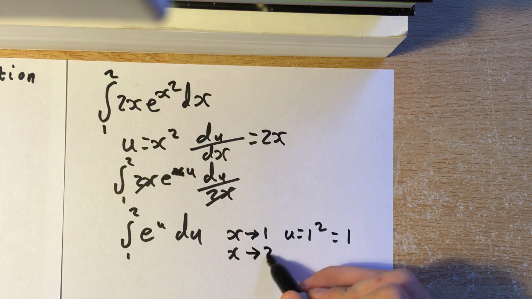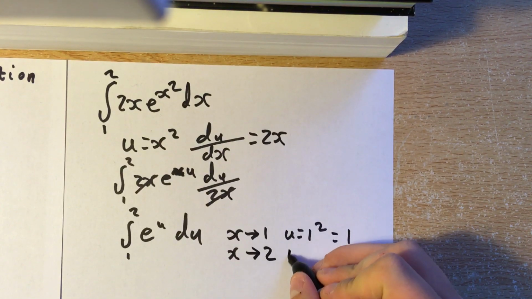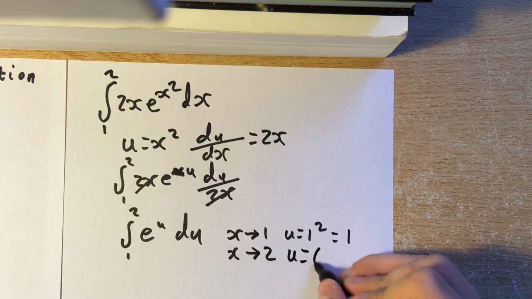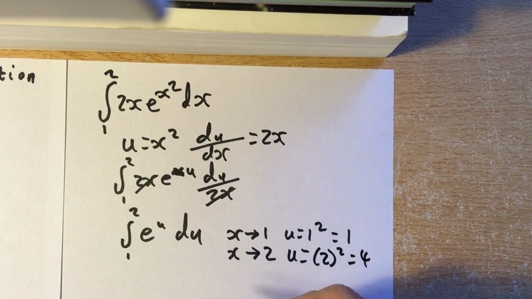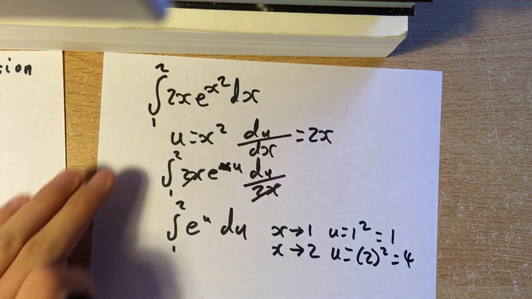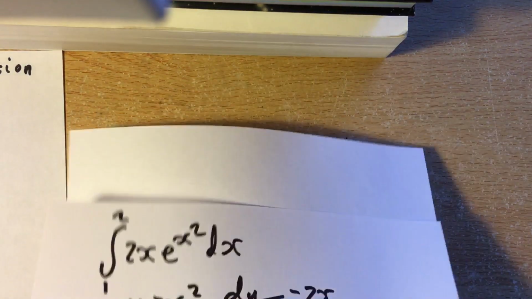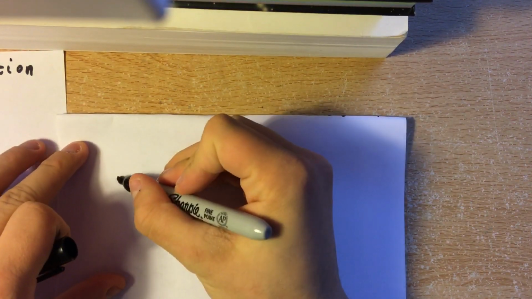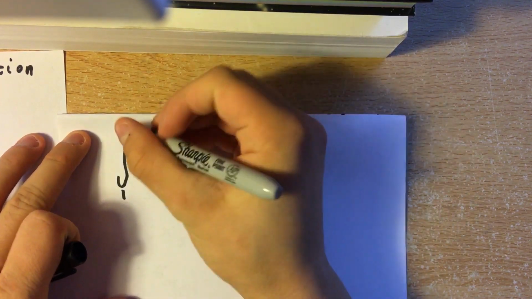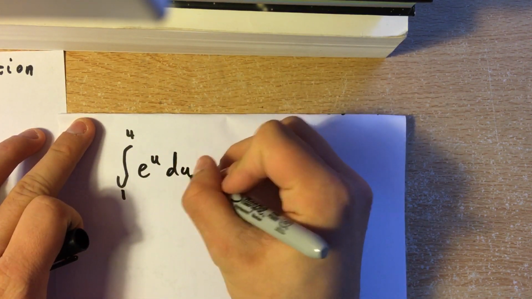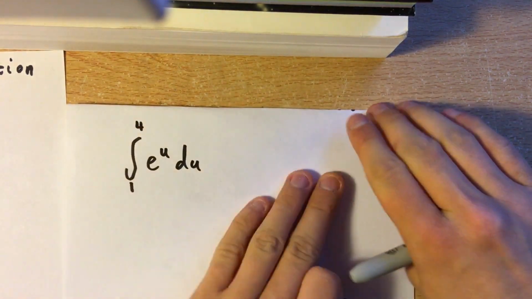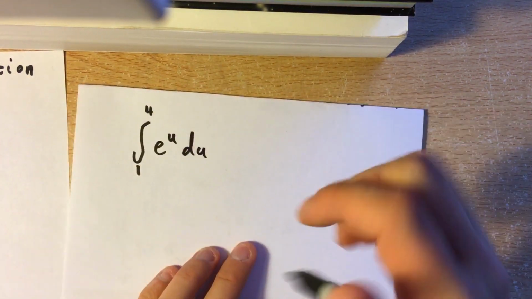How about if we use the upper limit 2? Well, then u equals 2 squared, which equals 4. So the new upper limit is now 4. And we can rewrite this now as the integral from 1 to 4, e to the power of u du. And now we can go about solving it the normal way.